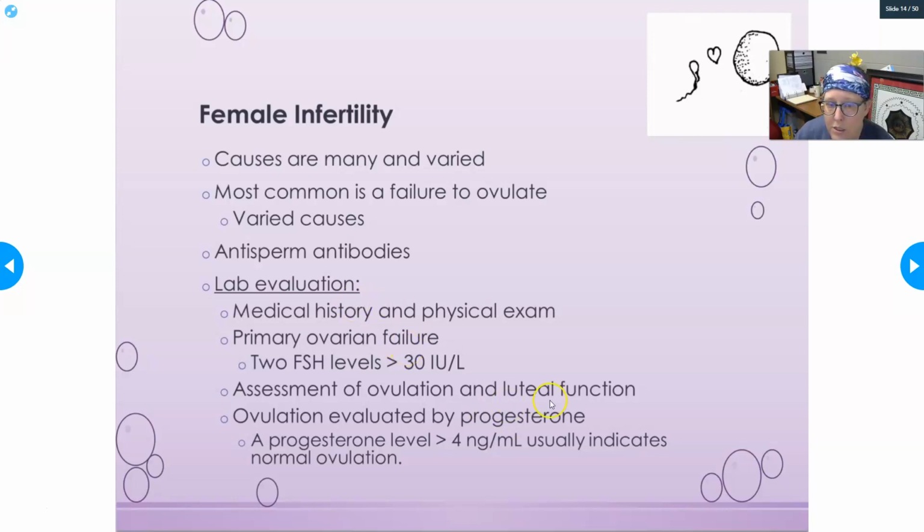That would be the other test you probably wouldn't want to see on someone that's having maybe primary ovarian failure. I would say let's check, is that really what's going on? Are we really not ovulating? Ovulation is going to be evaluated by progesterone. You want a progesterone level greater than 4 nanograms per mil. That indicates normal ovulation. This is assessed mid-luteal phase, so again, the female has to know where they're at in their cycle. Mid-luteal would be when normally progesterone is the highest, and if progesterone is not elevated then there was no ovulation.